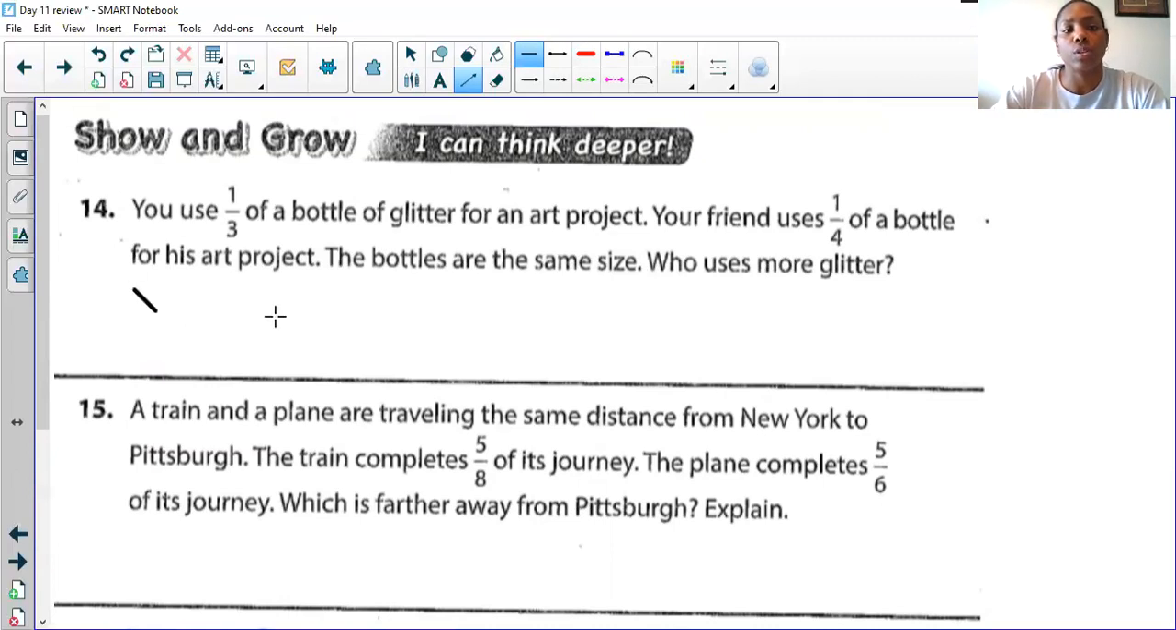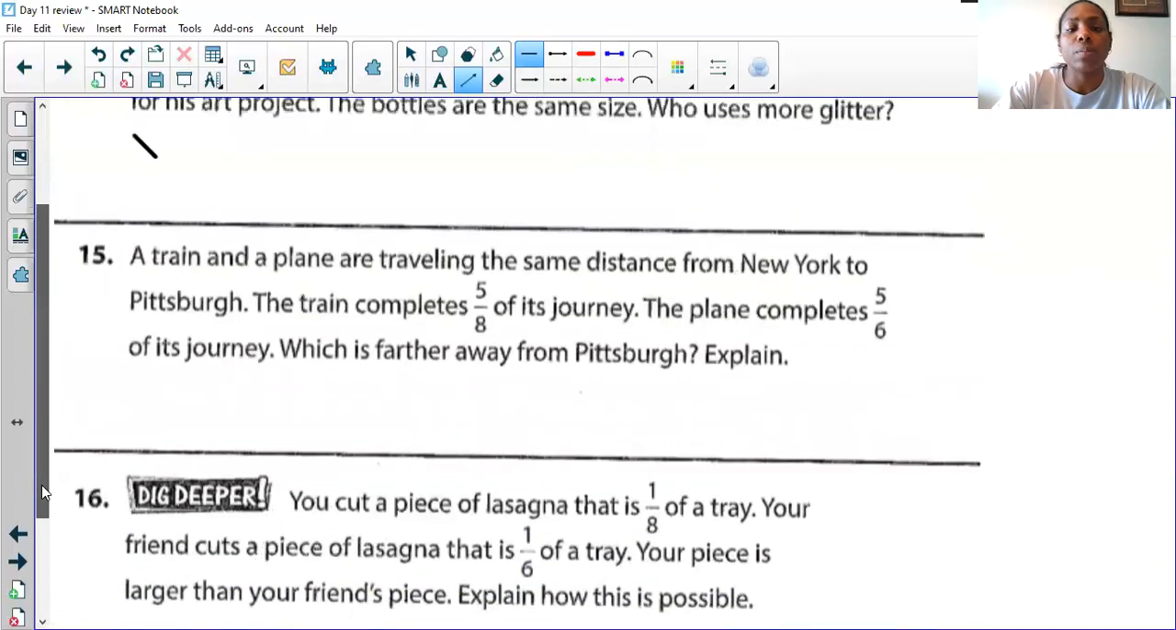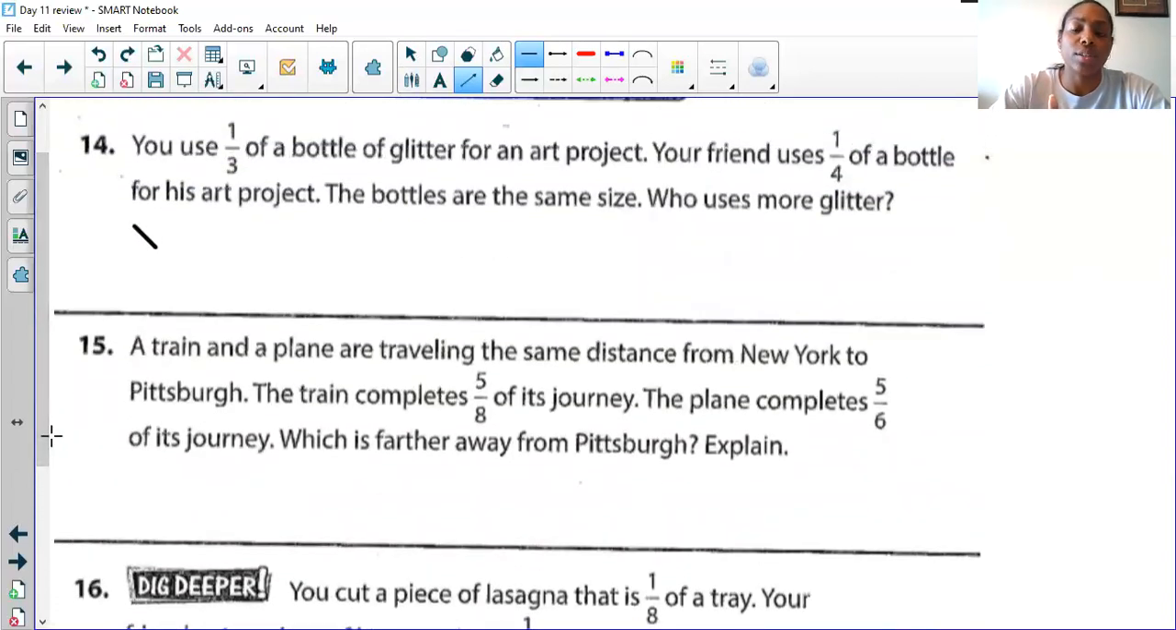So pretty much what you want to do, you can draw out a model, or you can go ahead and write the fractions 1/3 and 1/4. And pretty much the same thing with the remaining problems that are on here. I want you to keep in mind that when our denominator is smaller, that means the pieces of that fraction are bigger. So that means it's going to take up more space, meaning it is the bigger fraction. So I want you to keep that in mind as you complete number 14.